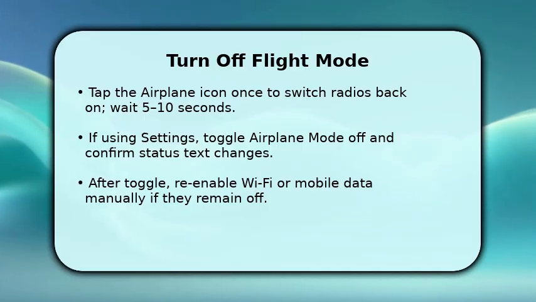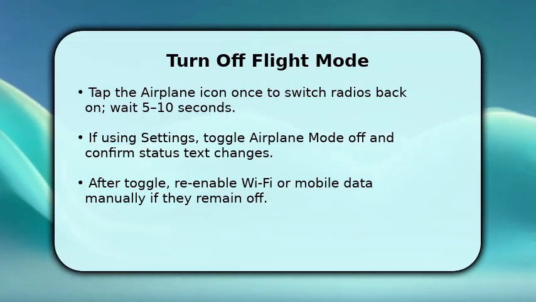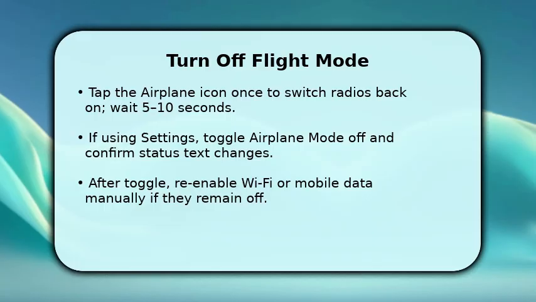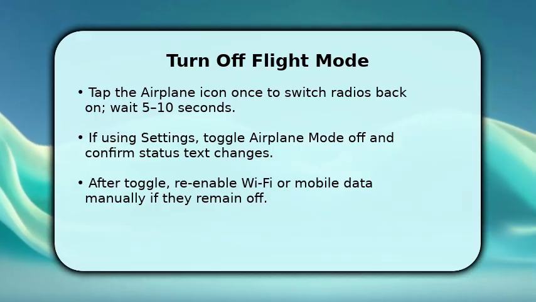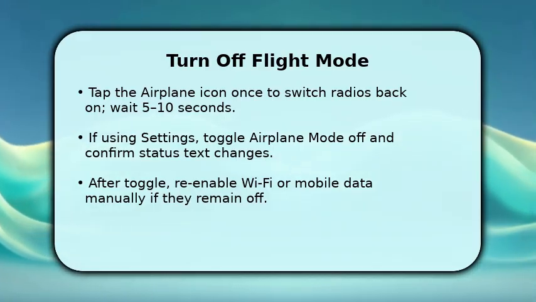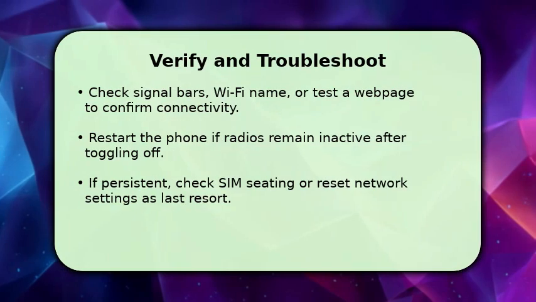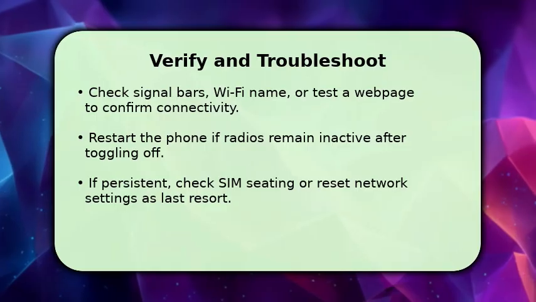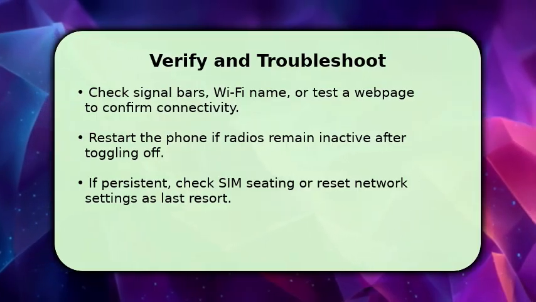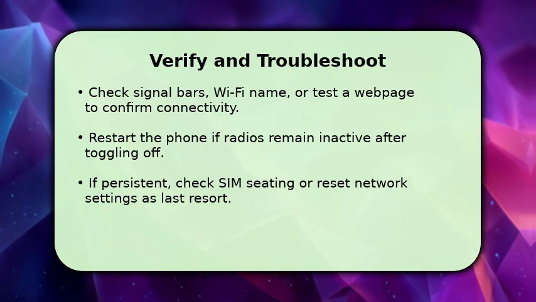Make sure to re-enable Wi-Fi or mobile data manually if they don't resume automatically, because some phones keep radios disabled until you explicitly turn them back on. This ensures full connectivity restoration. Finish by verifying service. Look for signal bars, Wi-Fi SSID, or load a web page to confirm connectivity.